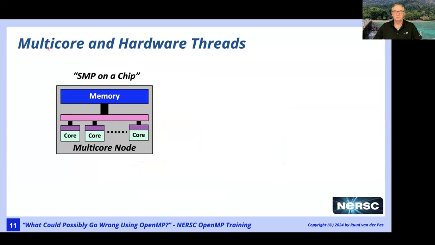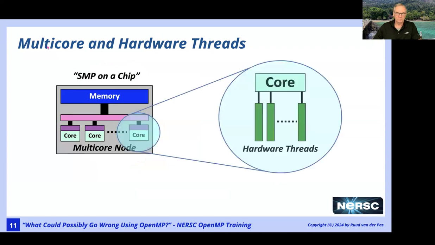Looking at systems, one of the nice trends of today is that you have a system on a chip, SoC, or SMP on a chip. You have a bunch of cores, memory and an interconnect, and that's called a multi-core node. You have probably all heard the word multi-core. But inside that core, there's an acceleration technique called hardware threads, and there's some confusion about that. So I want to explain what hardware threads really are.